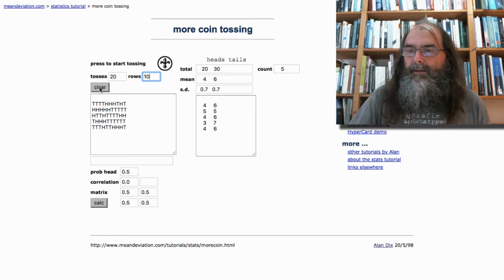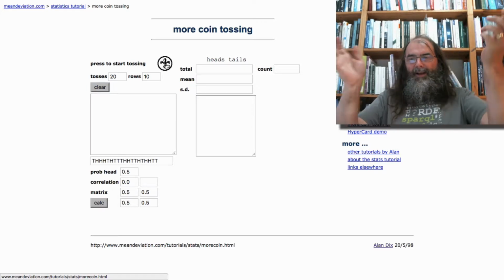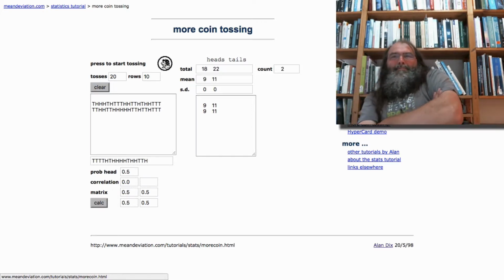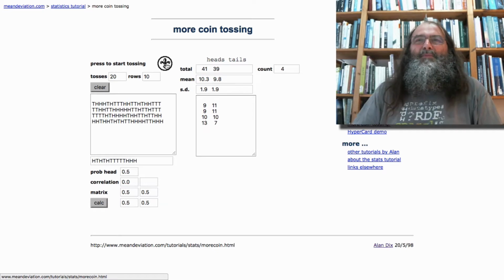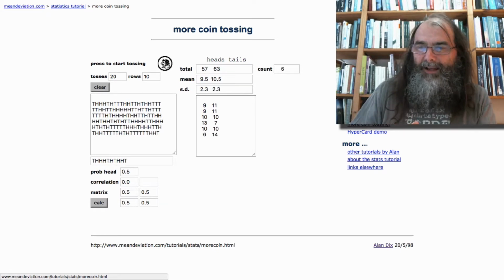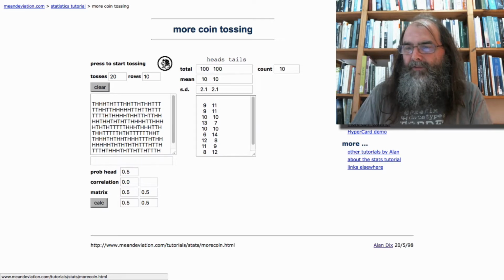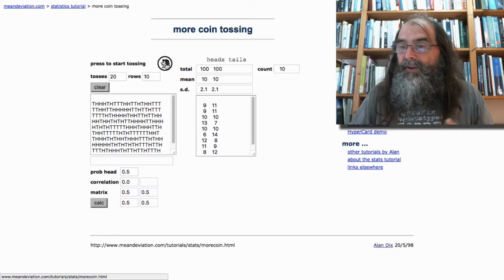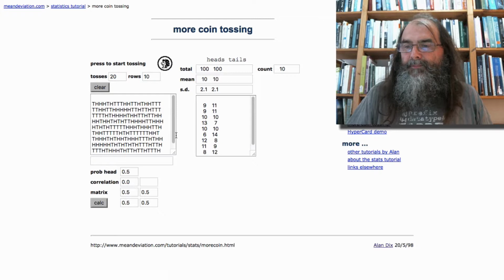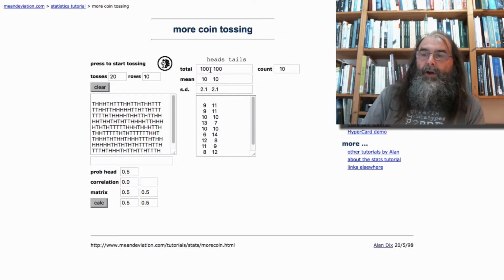So let's clear things and start tossing. And I can sit back and let the computer do all the coin tossing. How far is it through? It looks like it's about 8 or 9 through. Oh, no, it's finished. 10 rows, that's right. So look at these 10 rows.